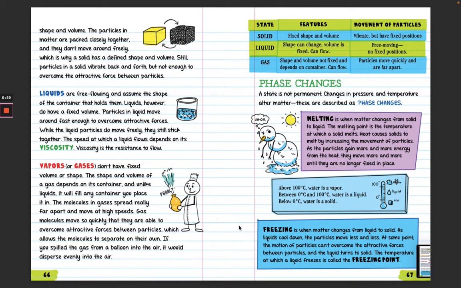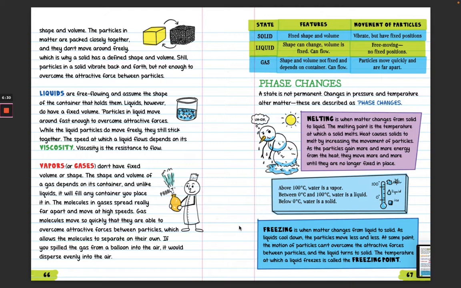Vapors, or gases, don't have fixed volume or shape. The shape and volume of a gas depends on its container, and unlike liquids, it will fill any container you place it in. The molecules in a gas spread really far apart and move at high speeds. Gas molecules move so quickly that they are able to overcome attractive forces between particles, which allows the molecules to separate on their own. If you spilled the gas from a balloon into the air, it would disperse evenly into the air.